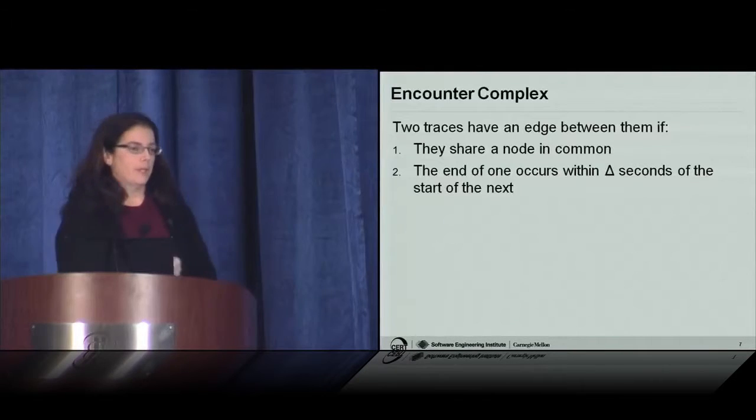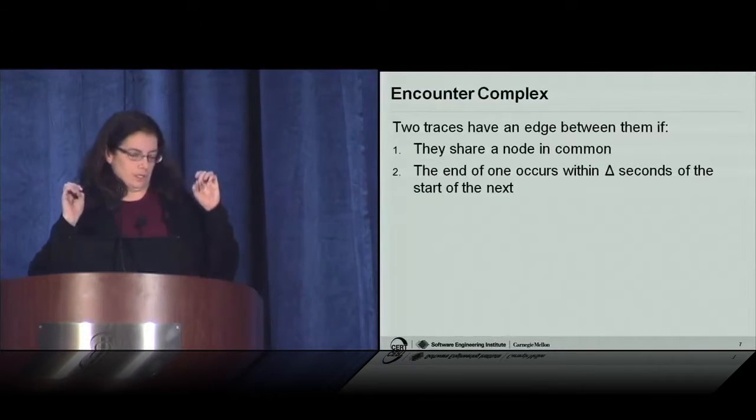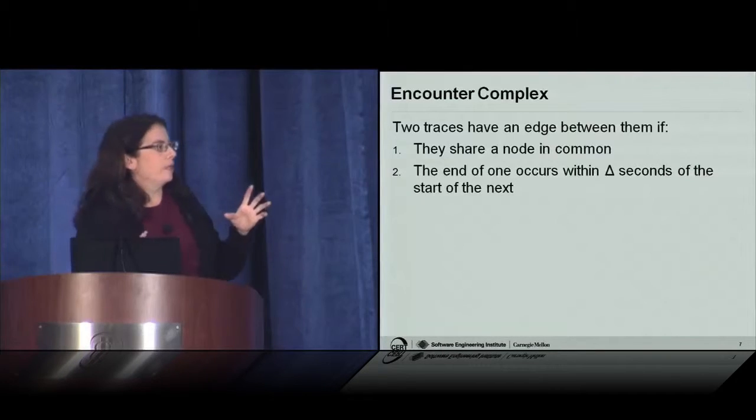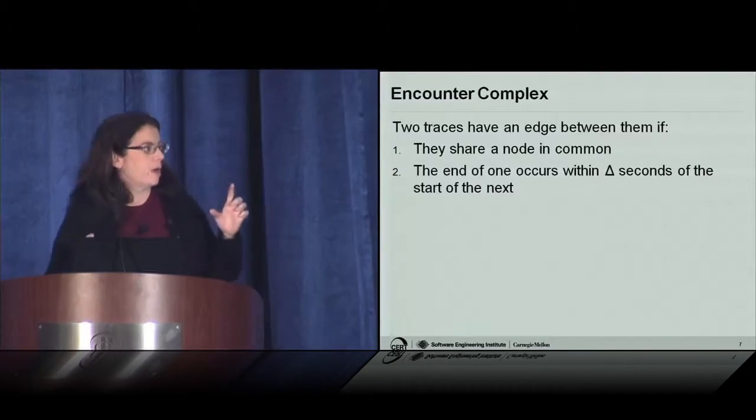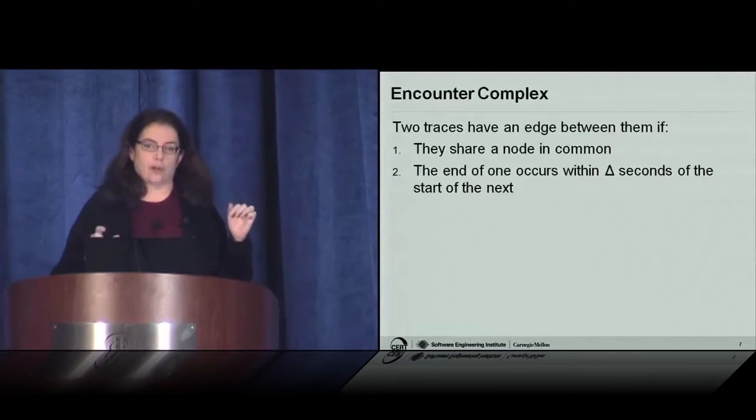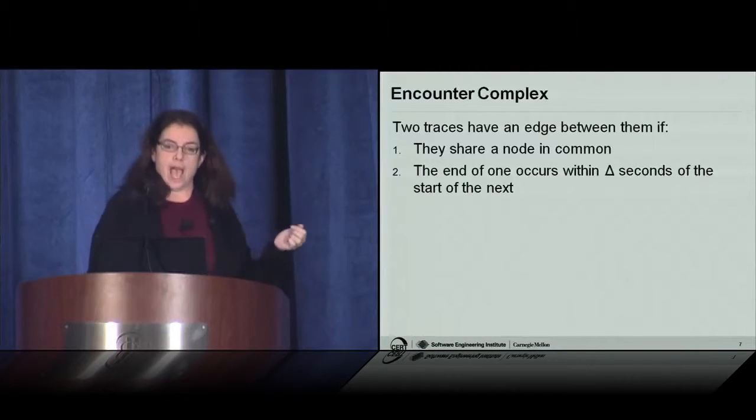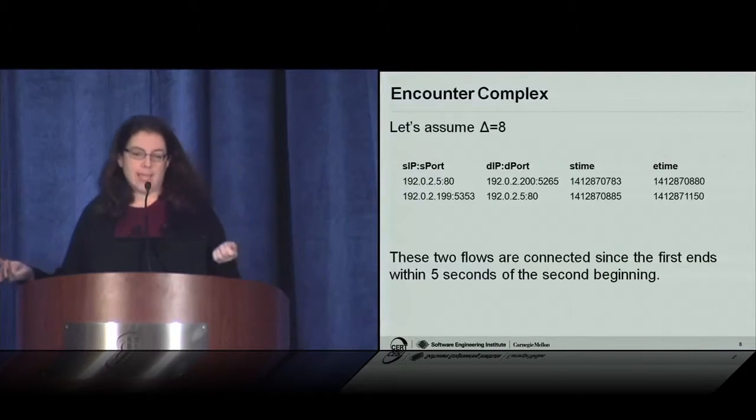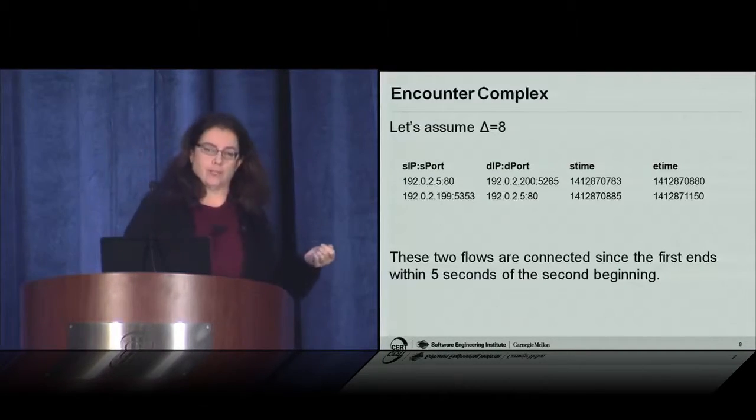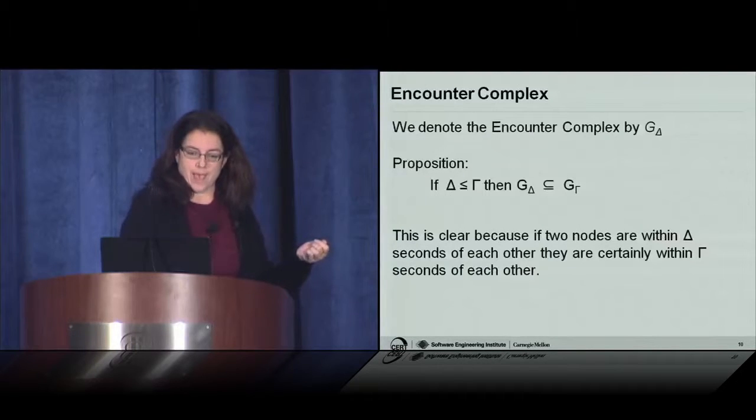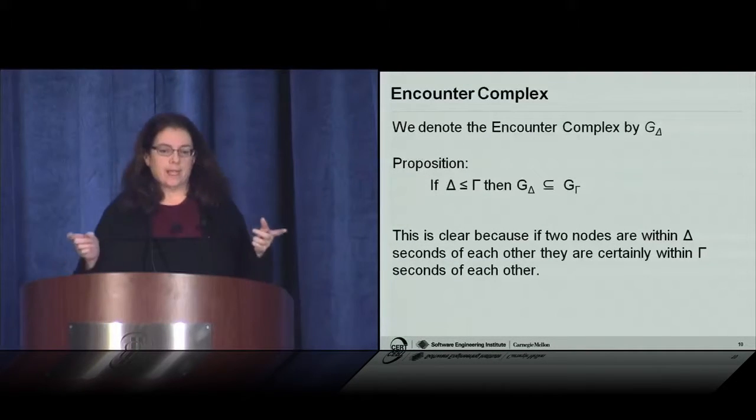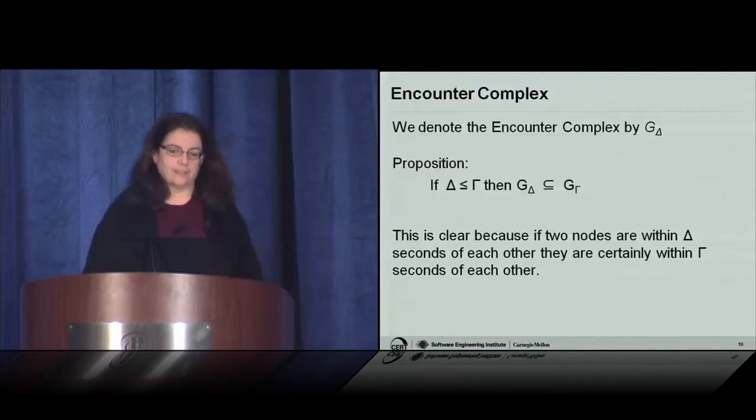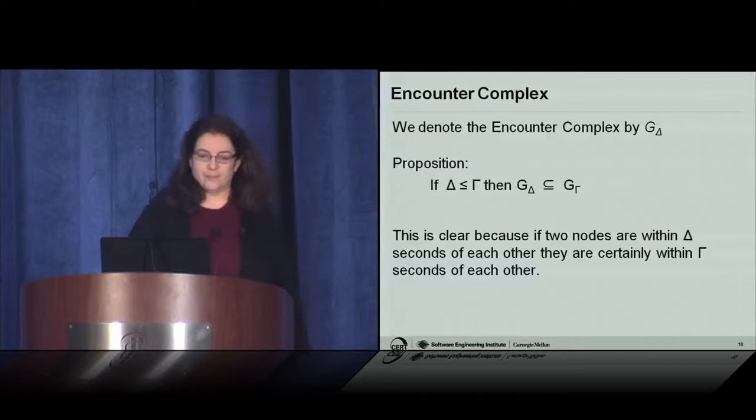So to create the complex, my encounter trace is a node in my graph. Then I put an edge between the two of them. The end of one occurs within delta seconds of the start of the next, where delta is defined however makes you happy. Let's assume delta is 8. Here's an example of an actual encounter complex. So now I'm going to go a little fast. Sorry, I just want to make sure I get to the actual fun stuff. Well, what I consider fun stuff, sorry.